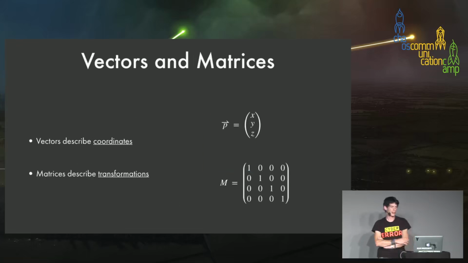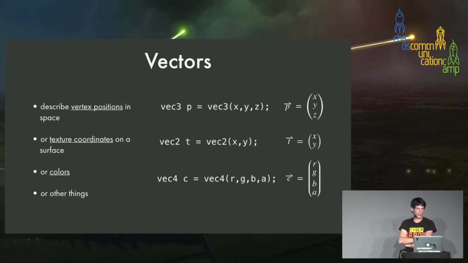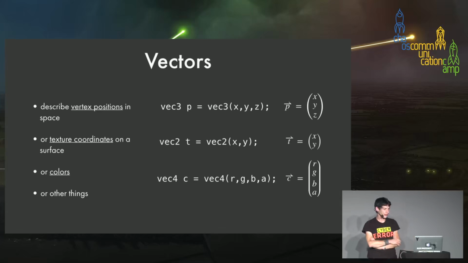We need two basic mathematical constructs, vectors and matrices. Vectors describe coordinates in space or on a surface, and matrices describe transformations. I'm not going to go too much into detail, basically just giving you an overview of what you need to know and study, maybe in uni or maybe look online. Vectors can be used to describe positions, three-dimensional x, y, z, or two-dimensional x and y, if it's like a texture coordinate on top of a surface. You can also use vectors to describe colors. In this case, you have red, green, blue, and alpha components.